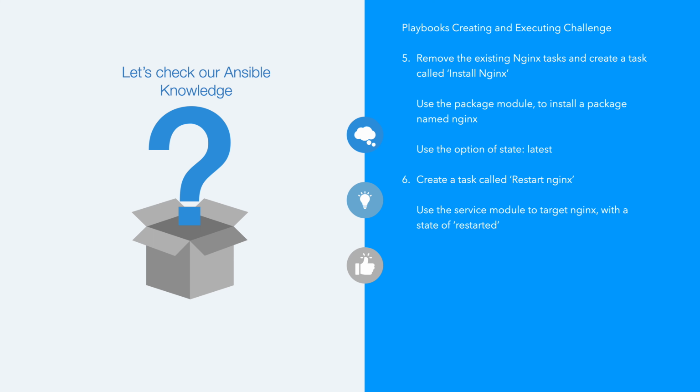Create a task called Restart Nginx. This time, use the service module to target Nginx and give a state of restarted. There are other states you could use here that would work equally, but here it's nice to show that we can, if desired, implicitly restart services, which could be handy if you'd performed some kind of configuration change with Nginx. Pause the video and give this a try, or move into revision 4.